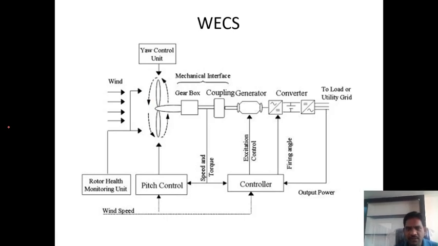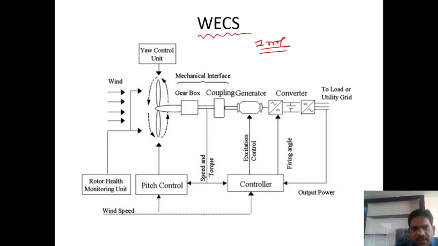Now the last portion is the wind energy conversion system. This is a very important diagram, and the exam always asks to explain the wind energy conversion system. So how is it explained? You see here. What are the components?